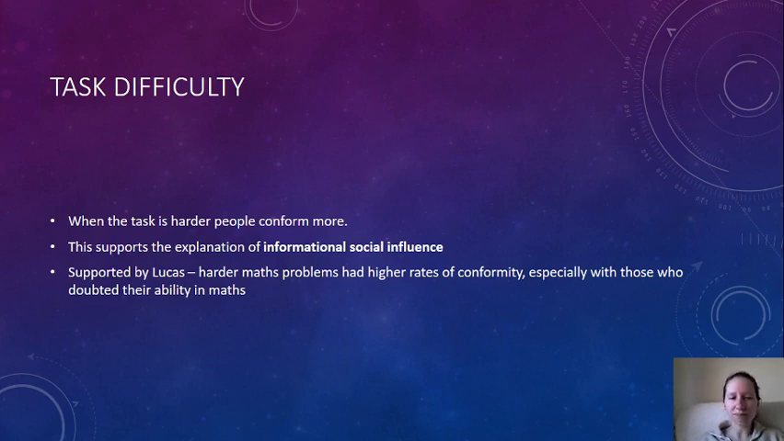Okay, so those are the three factors that we look at for the factors that affect conformity: group size, unanimity, and task difficulty. And you can see that all three of them have affected conformity.